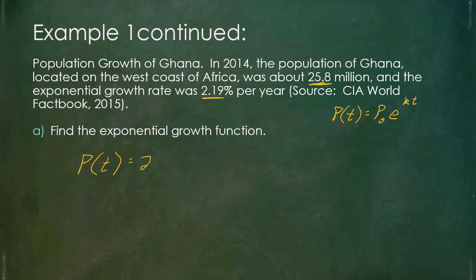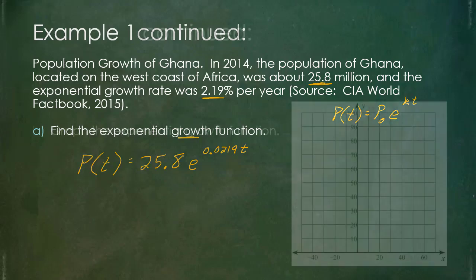So in this case, 25.8, and then e to the 0.0219 t. And notice, because that is a positive number, even though it's small, that still creates the idea of this being a growth model.